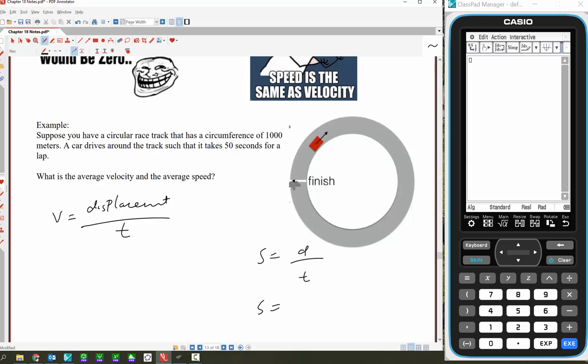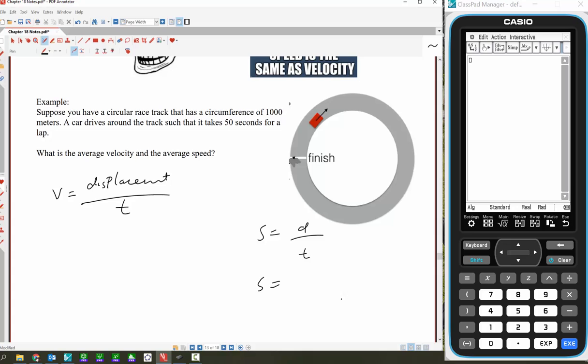All right, so let's look at the speed of this particular situation. Suppose you have a circular racetrack that has a circumference of 1,000 metres. A car drives around the track such that it takes 50 seconds for a lap. So we're going to go 1000 over 50, because that's the distance and that's the time it took. That's 20 metres per second. So the speed is 20 metres per second.